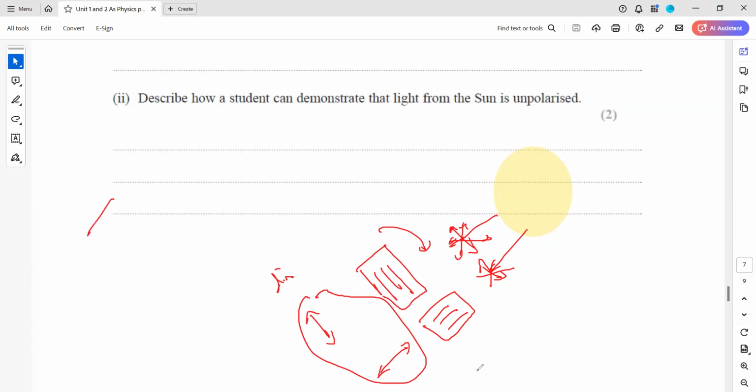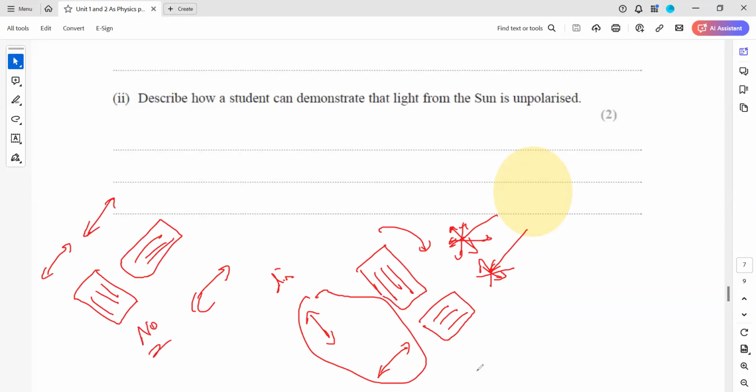But what if it was a polarized light? Then what will happen? If it was a polarized light first, when we place the polarizing filter, there's light. But when we rotate the polarizing filter, and if the plane of this polarizing filter is perpendicular to the component, then there will be no light. So if it was a polarized light, then at a certain angle we will observe the light, and when we rotate 90 degrees, there will be no light.